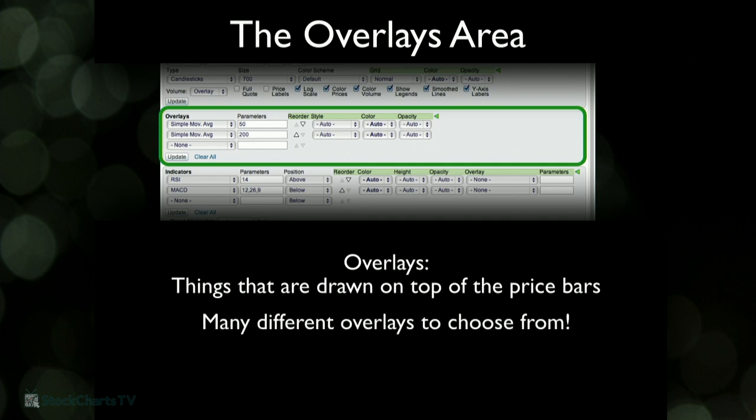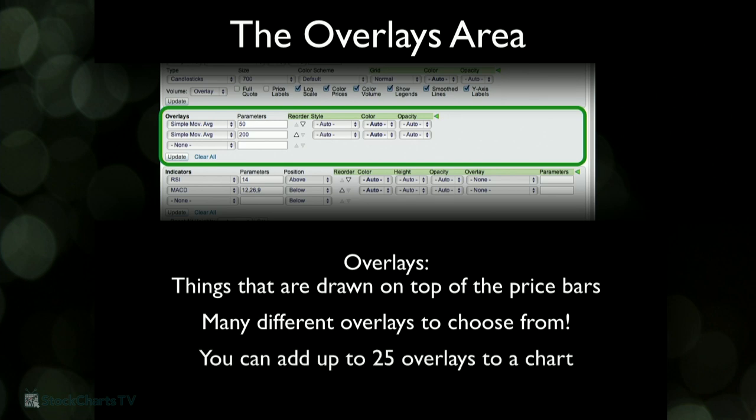There are many different overlays to choose from. You'll choose them in this overlays dropdown. At this point, in this particular example, we've got two simple moving averages selected, but there are a whole bunch more. And if you click on the dropdown here, you'll see a list of everything that we have. Probably over 30 of them, I think, something like that.